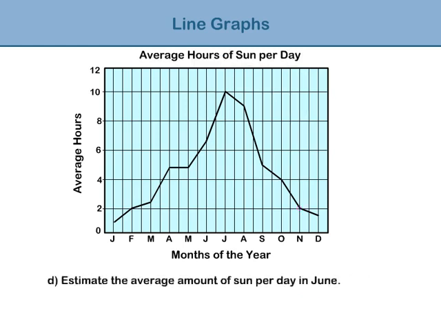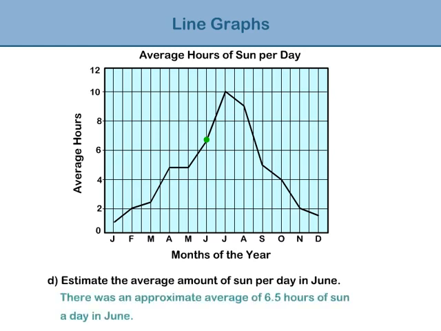D. Estimate the average amount of sun in June. We read along the x-axis to June, go up the line on the graph, and then read on the y-axis that it is a quarter of the way between 6 and 8 hours. A good estimation would therefore be 6.5. There was an approximate average of 6.5 hours of sun a day in June.